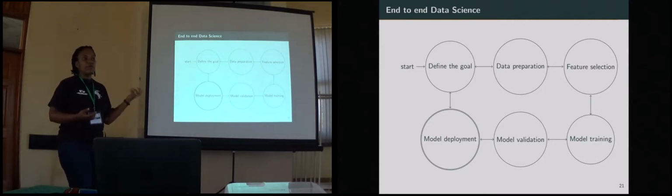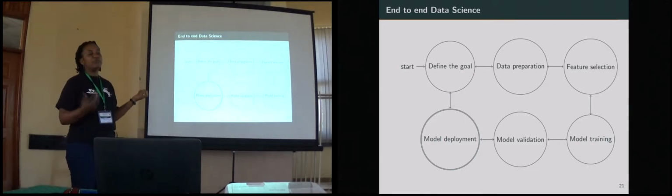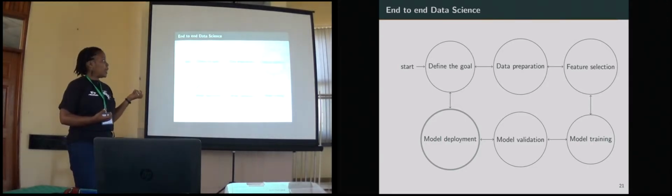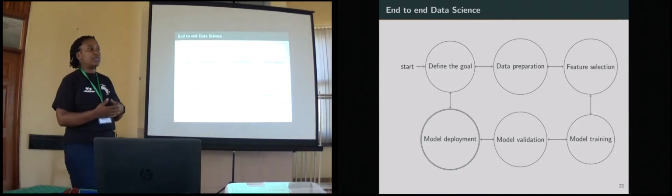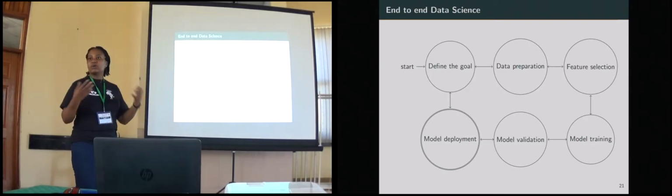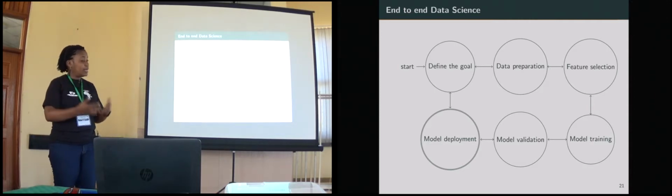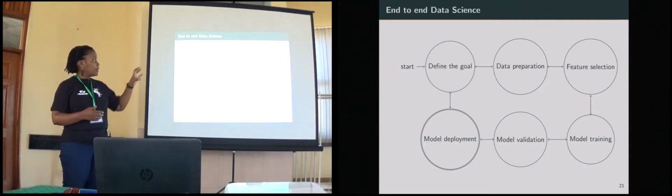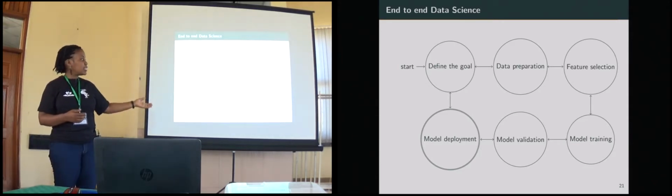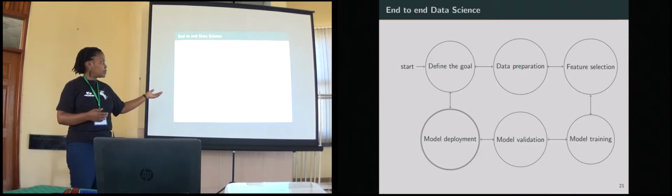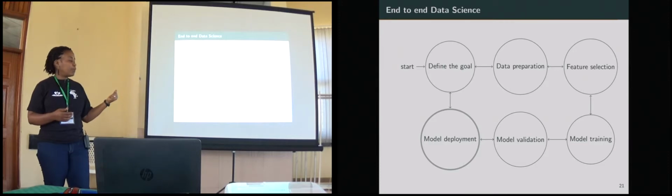What is the fundamental question that you are trying to answer using data? So you have to first define your goal, and then you prepare the data. That means the data preparation involves even the data collection and also the cleaning. And then there comes now the data science part. The data science part involves the feature selection. You develop the model, train it, and you validate it before you deploy it.